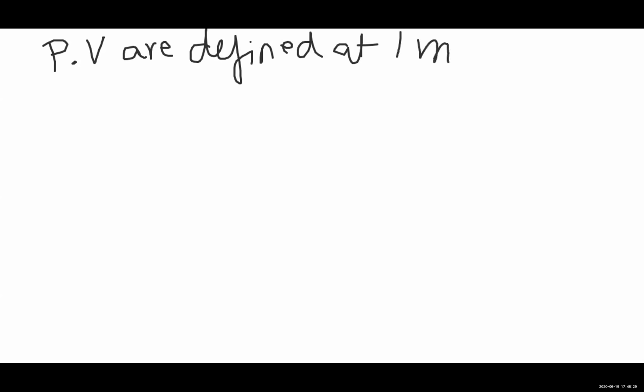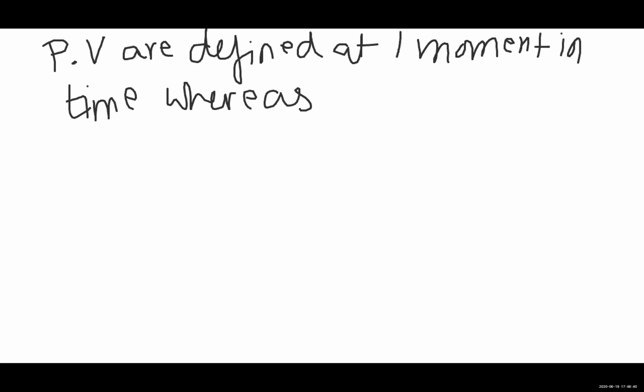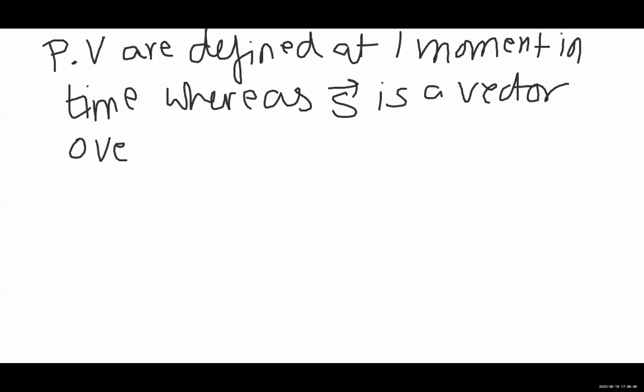So let me just write this down also. Position vectors are defined at one moment in time, whereas the displacement vector is a vector over an interval of time.